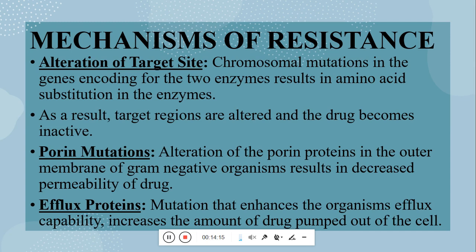Second mechanism of resistance that the bacteria have acquired is the porin mutation. Alteration of porin proteins in the outer membrane of gram-negative organisms results in decreased permeability of the drug. The porin channels are mutated, and so the drug that was able to enter by passive diffusion through the porin channels can no longer enter easily. The permeability is decreased, and so the drug cannot reach the targeted site, and obviously if it does not reach the targeted site, it will no longer be active.